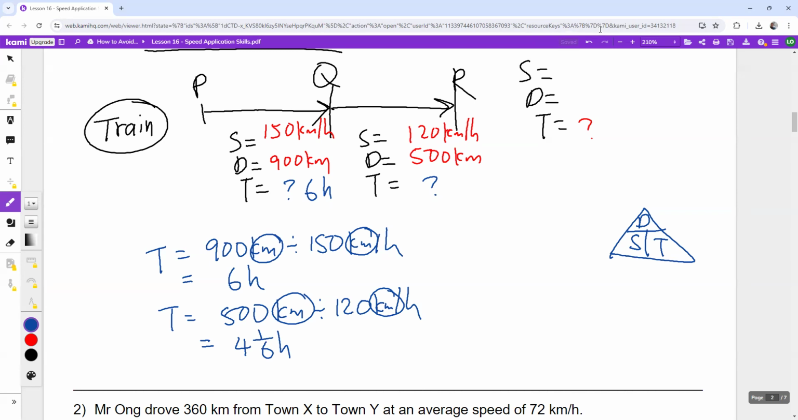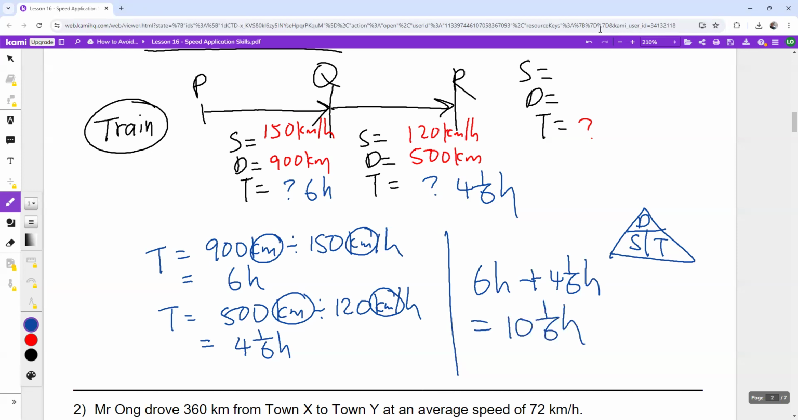So finally, can you find the total time taken? The total time taken is to add both timings. So you have 6 hours plus 4 and 1 over 6 hours. And the total time taken for the train to travel will be 10 and 1 over 6 hours. And you can see that there are some lengths. Do we need to find the speed here and the distance here? Well, we don't need to do that because we got the answer already.